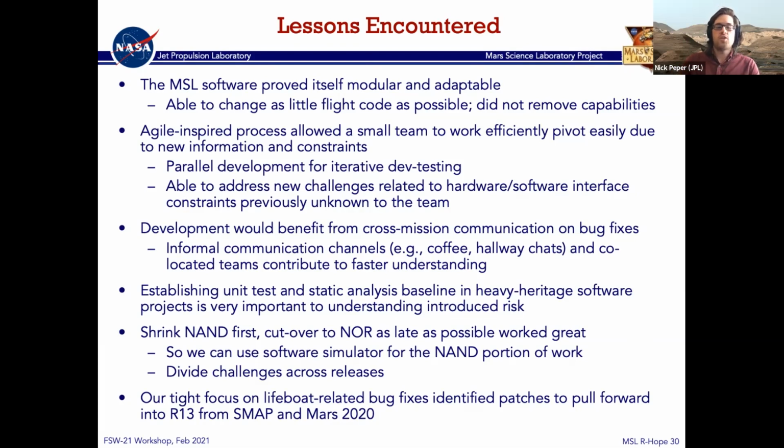Skipping down, the strategy of shrinking NAND and then cutting over to NOR, so separating the changes to the file system from the changes to the hardware, was a huge benefit to us, especially with a team that was relatively inexperienced with the specific code. It would have been difficult to track down bugs when we were changing everything all at once. This really enabled us to make those changes quickly and effectively, and we'd recommend that strategy if any of you find yourselves in this situation. But I think at that, I'd like to end it and see if we can answer any questions.